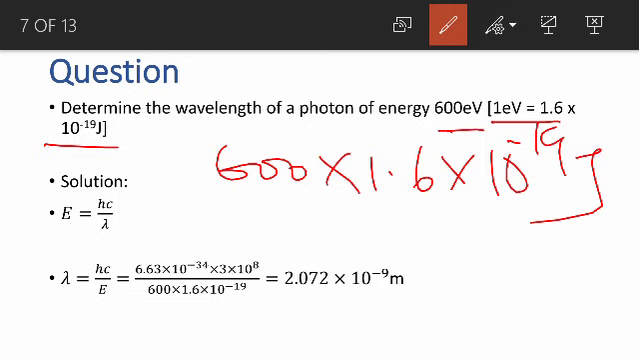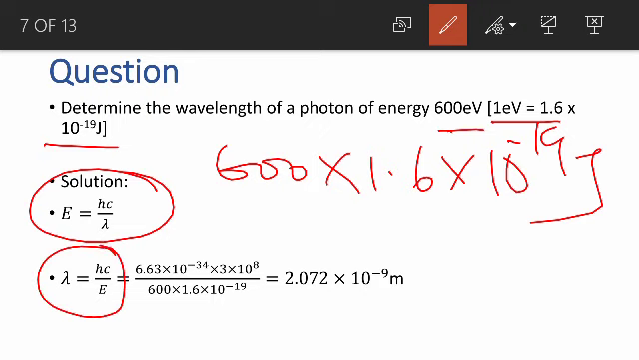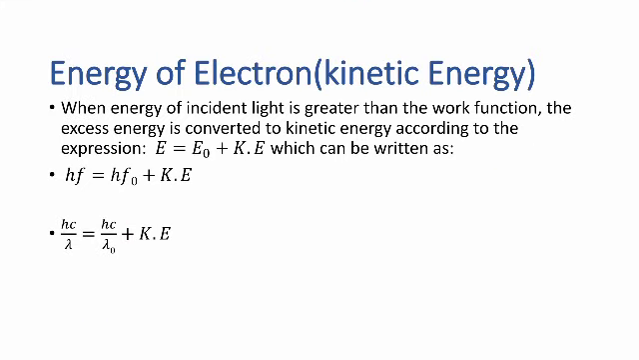We are asked to find wavelength, but remember that we say E equal to hc over lambda, and making lambda the subject of the formula, we get lambda is equal to hc over E. h is 6.63 times 10 to the power minus 34 as a constant. Your c is 3 times 10 to the power 8, then divided by your energy, 600 times 1.6 times 10 to the power minus 19, which gives us this value: 2.072 times 10 to the power minus 9 meters.